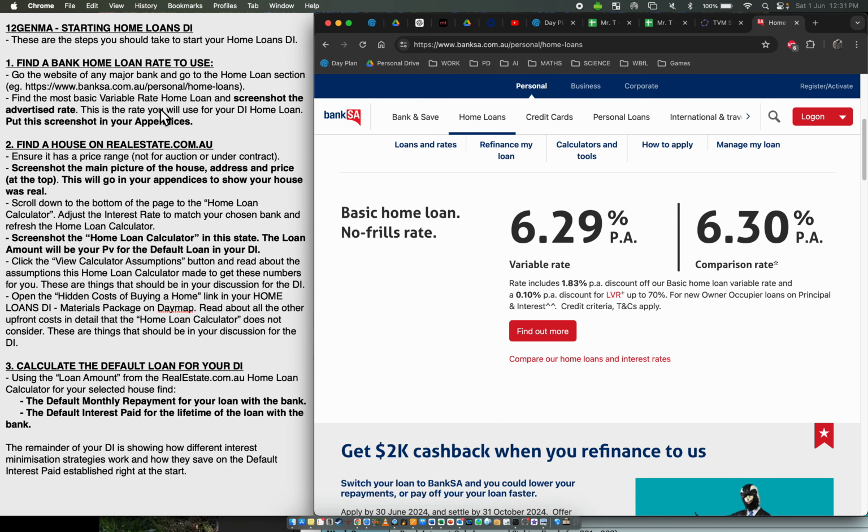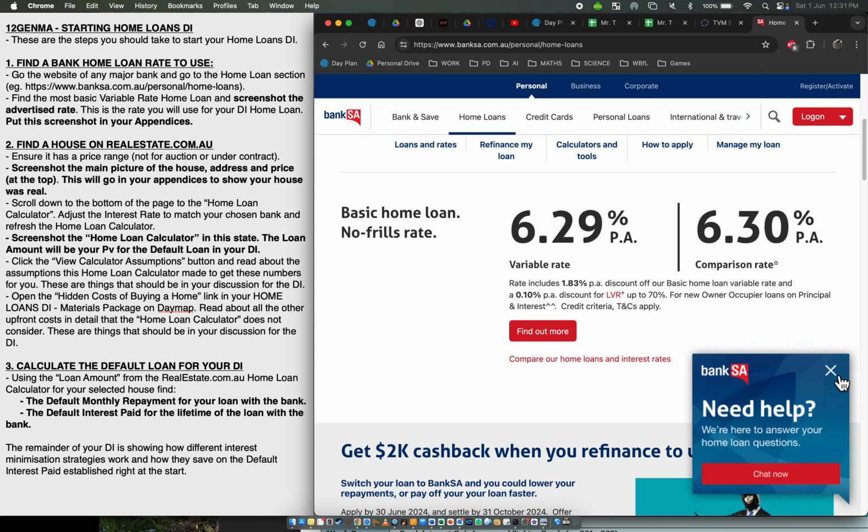Find the most basic variable rate home loan and screenshot the advertised rate. This is the rate you'll use for your DI home loan. Put this screenshot in your appendices.